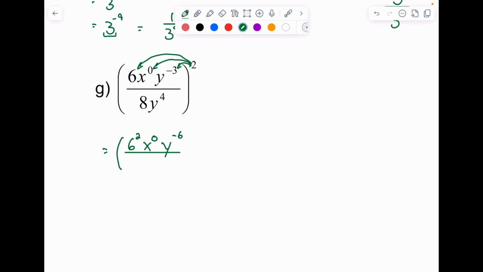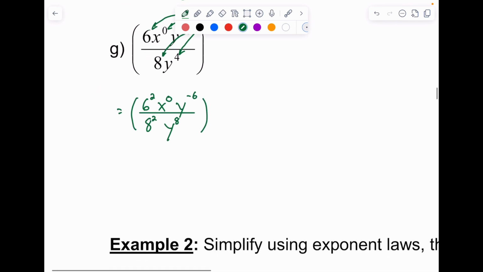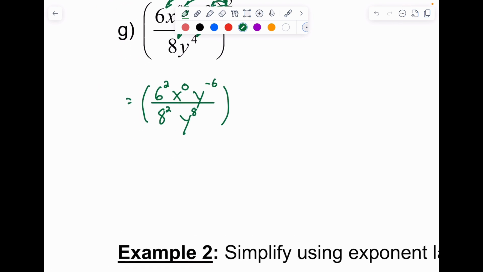And then 2 to the 8 down here, well, that's 8 to the 2. And then 2 times that y to the 4, well, that's y to the 8 now. Okay. Well, let's simplify a bit. So here we have 6 squared over 8 squared. Well, those aren't similar bases, so we can't do anything. So we're just going to leave that as 6 squared over 8 squared.